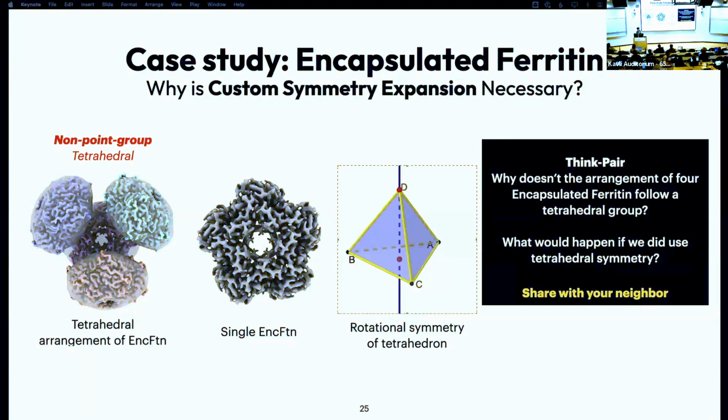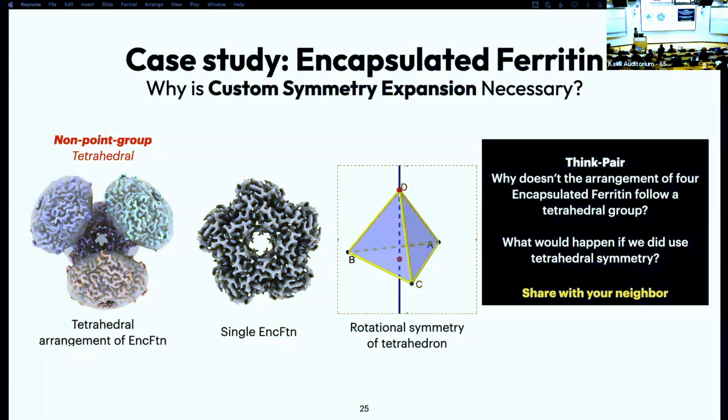Okay, so the answer that I came up with was that a tetrahedron has, around at least the axis shown here in that image, threefold symmetry. But each encapsulated ferritin has fivefold symmetry. And so this mismatch is fundamentally why we cannot use tetrahedral symmetry.